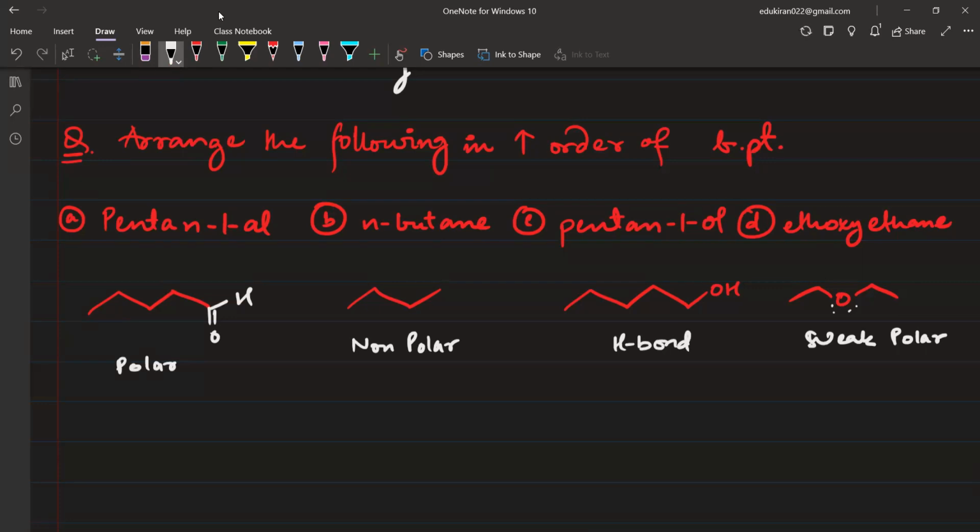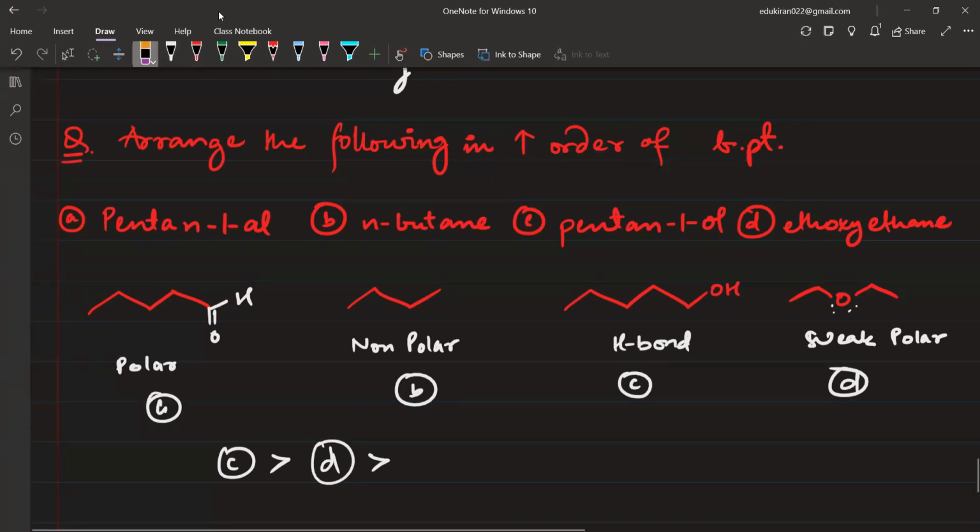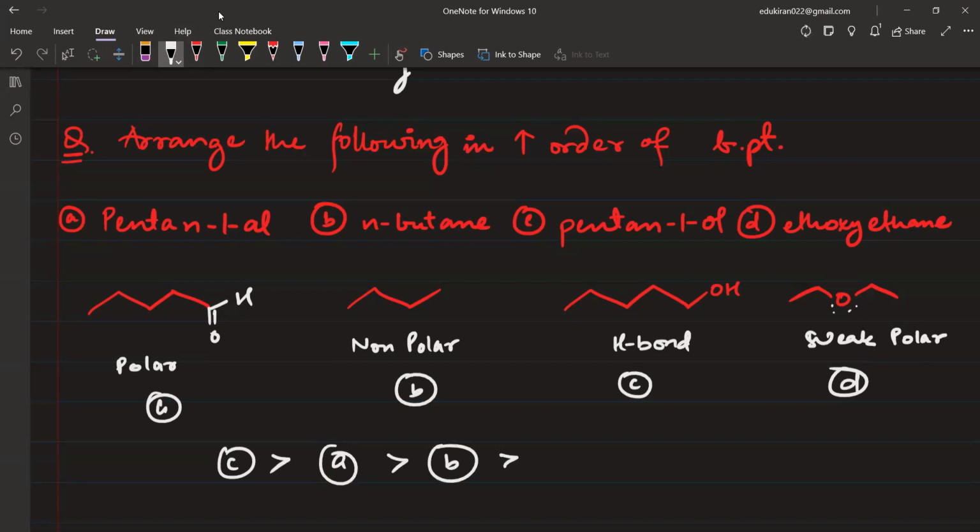Now, if I look at only these parts, this is A, B, C, and D. I don't even have to look at anything else. Only by looking at the force of attraction, I can say C will have the greatest. Followed by which one, the non-polar or the weakly polar? Obviously, the weakly polar D. Sorry, my bad. After hydrogen bonding, there will be polar, that is A, not D. After A, there will be D, weakly polar, and after that, we will have the non-polar B.